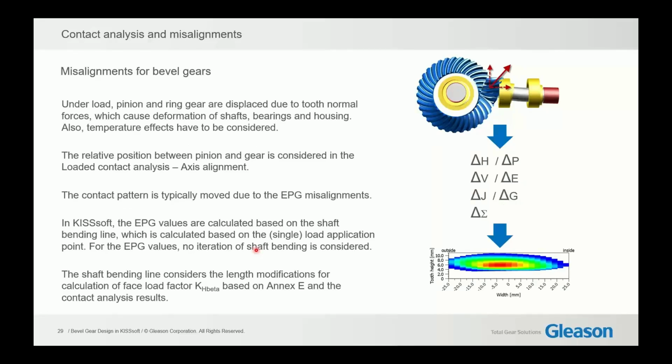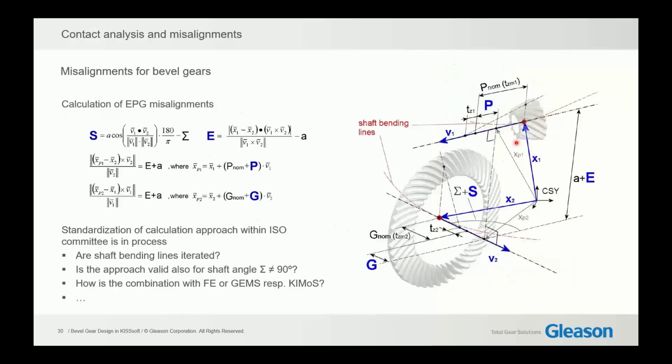The misalignments are described by the parameters H, V, and J, or P, E, and G, and they mean actually the horizontal and the vertical component of the misalignment, which is normal to the contact and actually to the contact force. And this is how the misalignment parameters are defined.